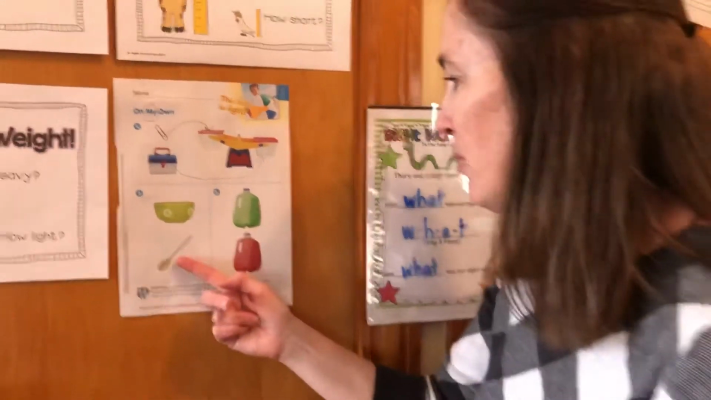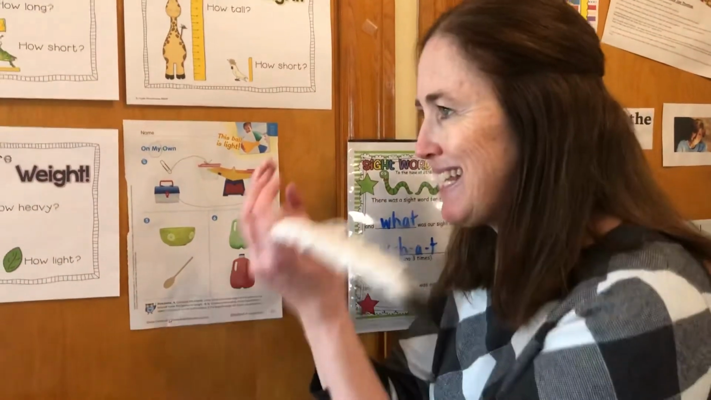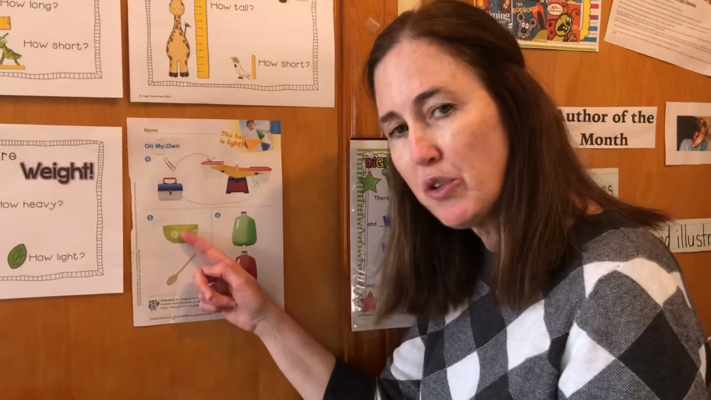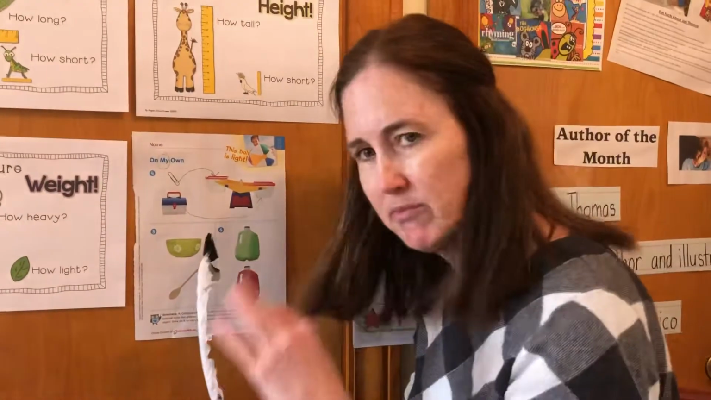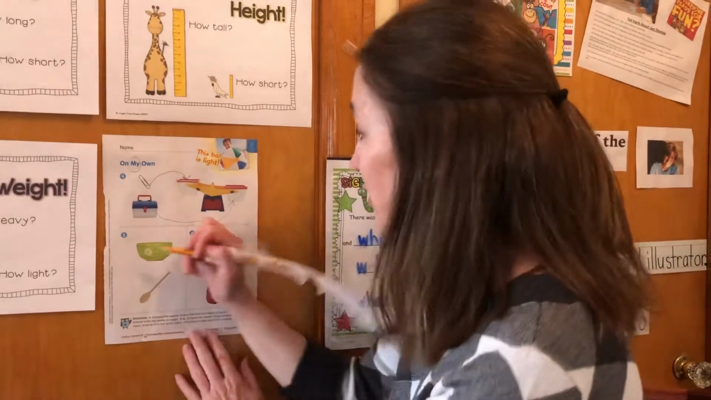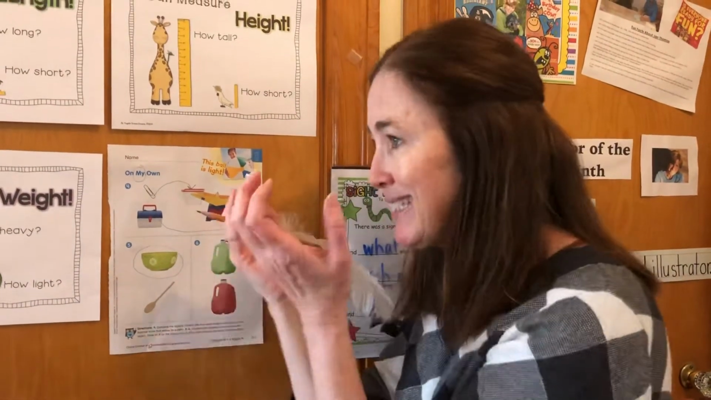Number 5, compare the objects. It's a bowl and a wooden spoon. And they want us to circle the object that is heavier. So do you think I should circle the bowl or the spoon? The spoon. I mean the bowl, not the spoon. Sorry. The bowl is definitely heavier. And put a big old X on the object that is lighter.